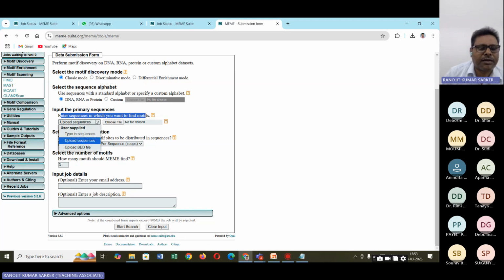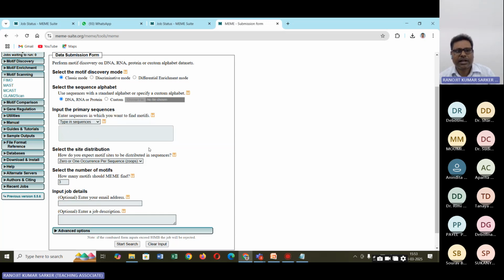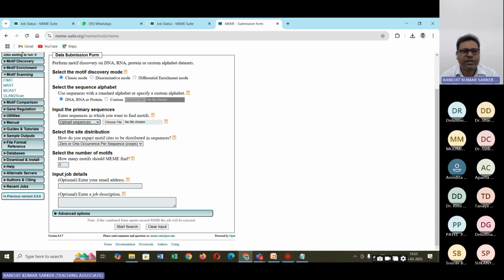Now you see that we have several options. We can type sequences here if we have sequences, so we can give our sequences in this position. We can upload sequences, or you can see that we can upload a BED file. So now we will upload sequences.